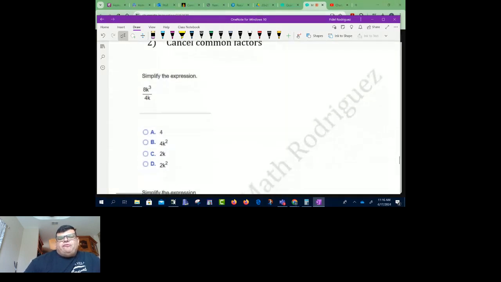So, y'all, for this first problem here, I want you to notice what it says. It says, simplify the expression. We have 8k to the third divided by 4k. Okay, so we just want to see if we can reduce this. So look, 4 goes into 8 two times.